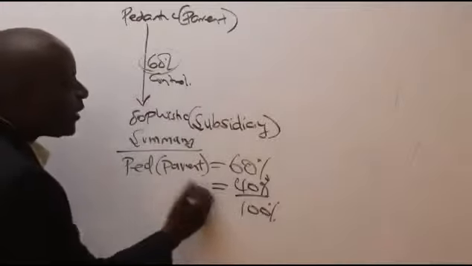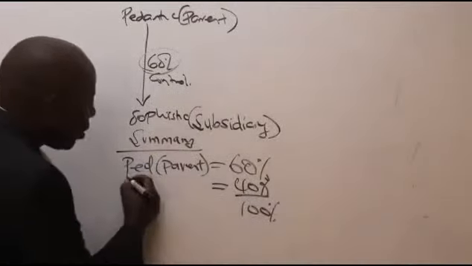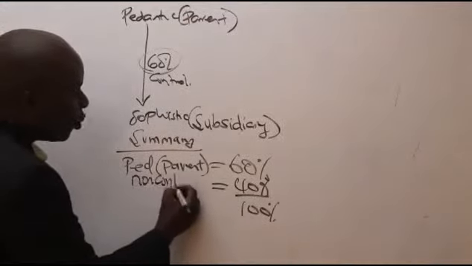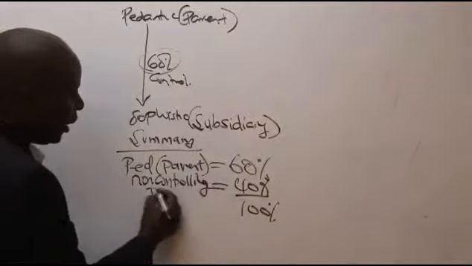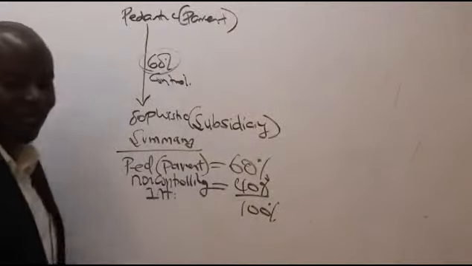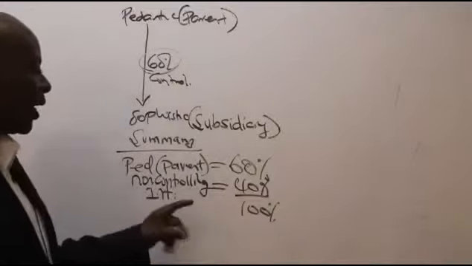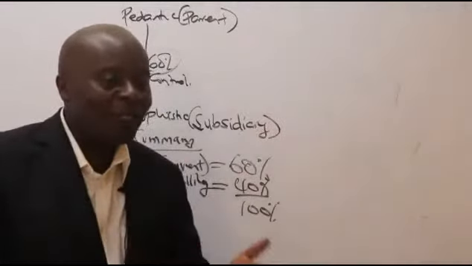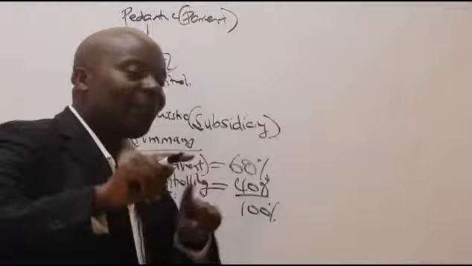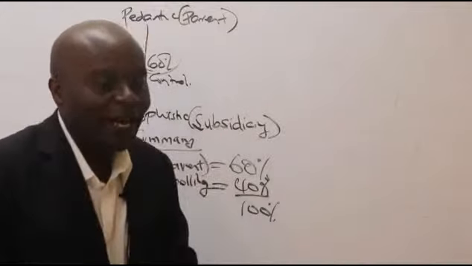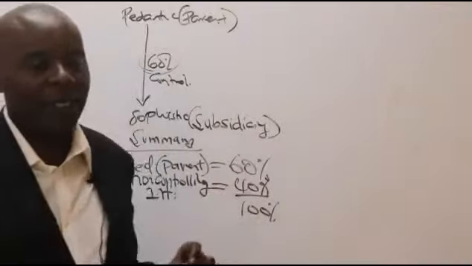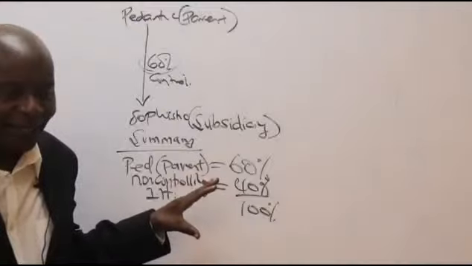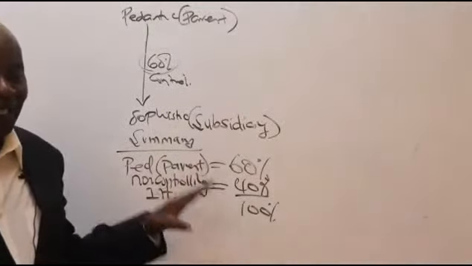So this 40% is held by another stakeholder that we call the non-controlling interest, which we shall be abbreviating as NCI. So the parent holds a controlling interest, and the other party holds what we call the non-controlling interest. Is that okay? Yes. Thank you very much.